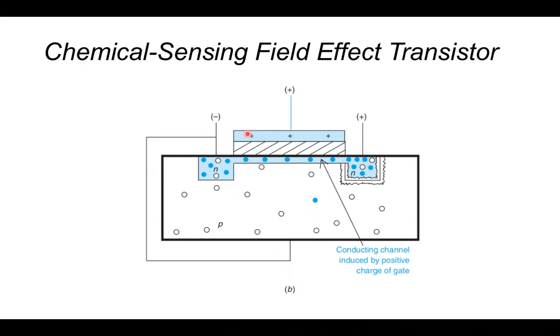The degree to which this is made positive changes the number of electrons which are pulled towards the interface with the insulator. And so the more this is positive, the more electrons are pulled towards here, the greater the potential which will flow. And so this will then tell us the concentration of the analyte that we're interested in.